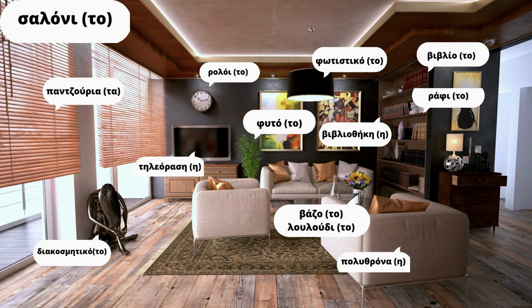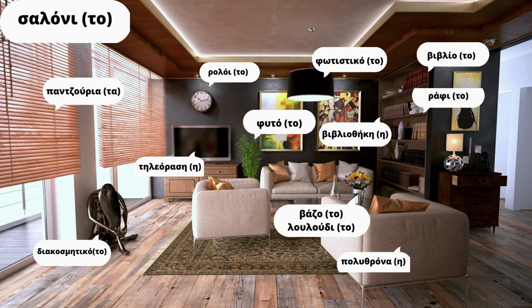So basically they block the sunlight and the high temperature to go through the room. So under the window shutters we have a kind of decoration. The decoration in Greek is called diakosmitiko.